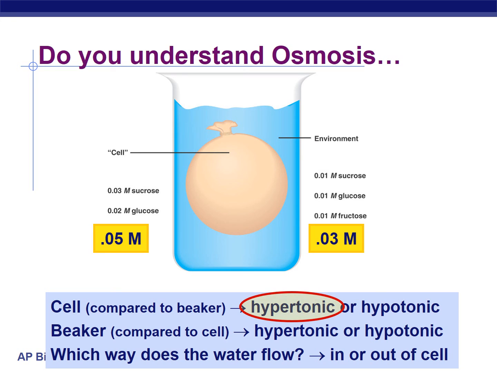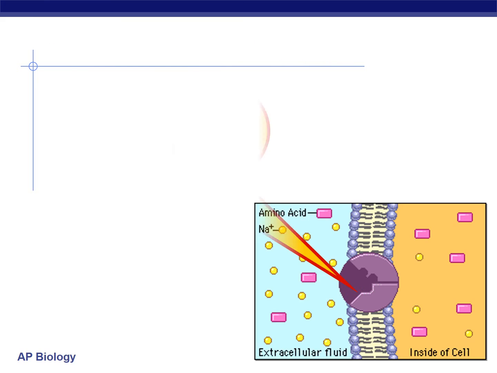All right. Of course, it's hypertonic because it has more stuff dissolved in it. I'm hoping that that doesn't give you a problem figuring out what the beaker is, because if the cell is hypertonic, then by definition the beaker is going to be hypotonic. The trick here is, which way does the water flow? Is it going to flow in or out of the cell? Water always diffuses from the hypotonic solution to the hypertonic solution. Since the inside of the cell is hypertonic, it's going to flow in. And in this case, the bag is actually going to grow and get larger.